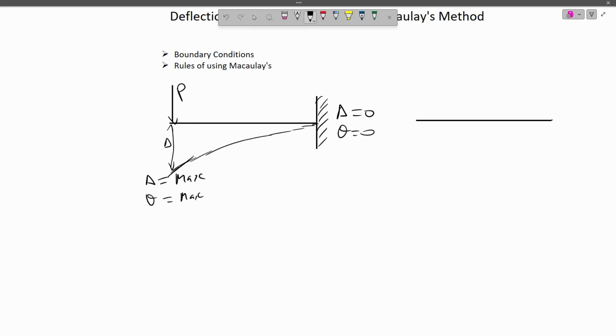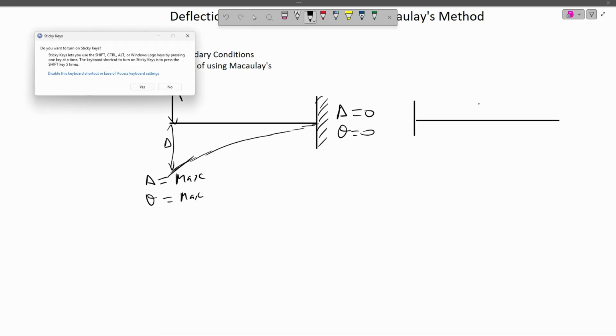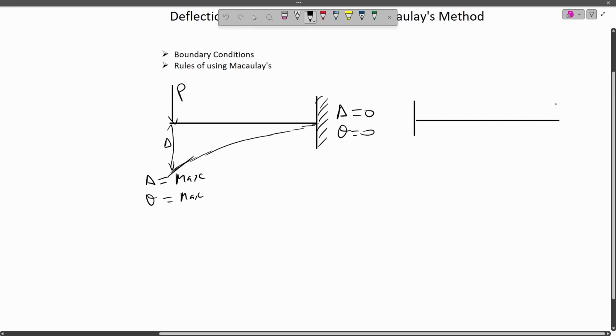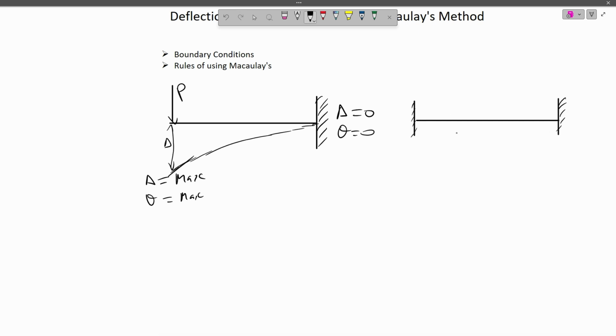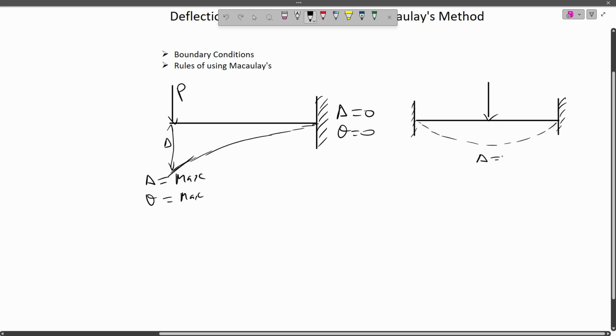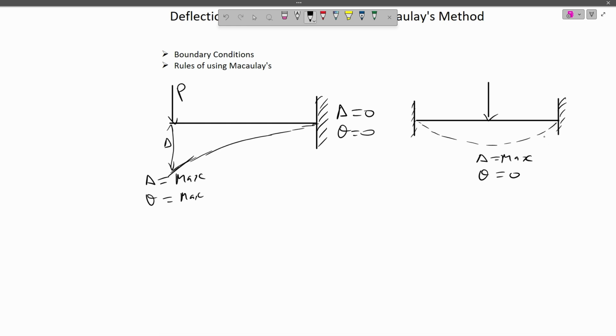Now let's look at the built-in beam. For a built-in beam, if you apply a force somewhere about the center, your beam is going to deflect downwards like this. The deflection at this point is going to be maximum, which is at the turning point. And the slope at this point is going to be 0. The deflection at this point, at the support, is going to be the same as the ones in the cantilever.